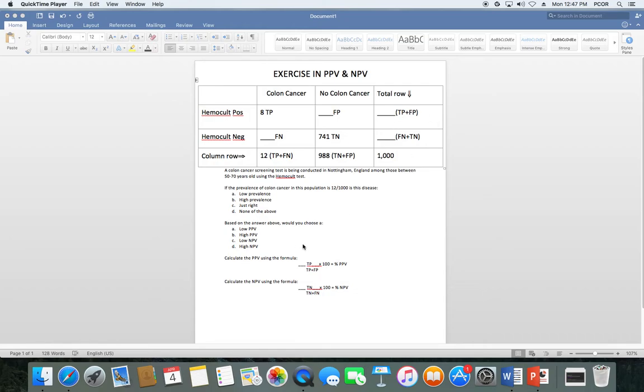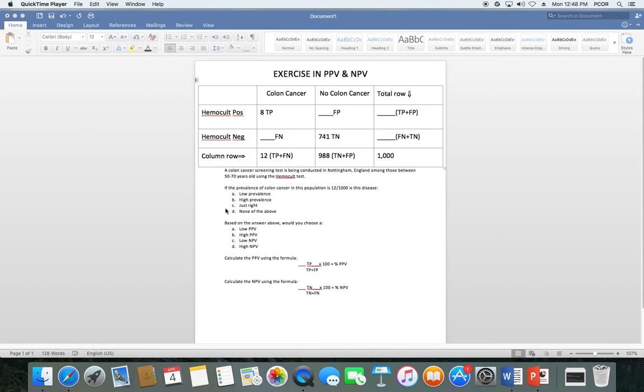We need that to be able to calculate for the positive predictive value, because that total of true positive over all the positive, true and false positive, will give you the percent positive predictive value for a test. To calculate for the negative predictive value is merely dividing the total true negative, which is this one, over all the negatives for that row, including the false negative.